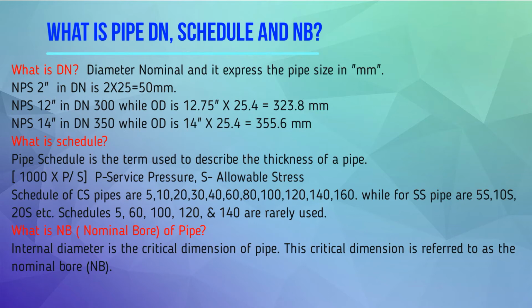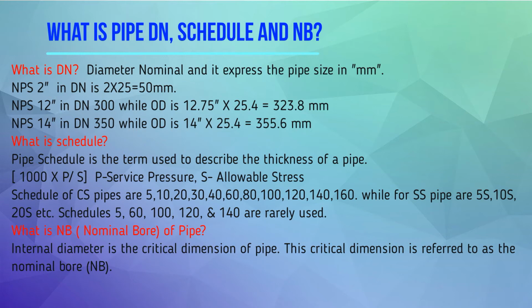If I take another example for 4 inch, the NPS 4 inch, if we convert into DN, it will be 100. So the OD of the 4 inch is 4.5 inches, and when we multiply it with 25.4, we get 114.3 millimeters. So here again the DN is 100 while the OD is 114.3 mm. So DN or NPS is less than the OD of the pipe.